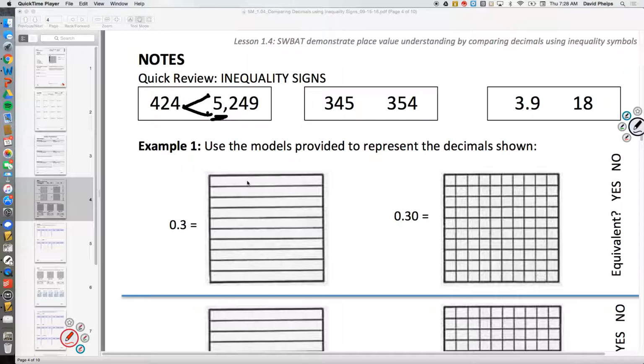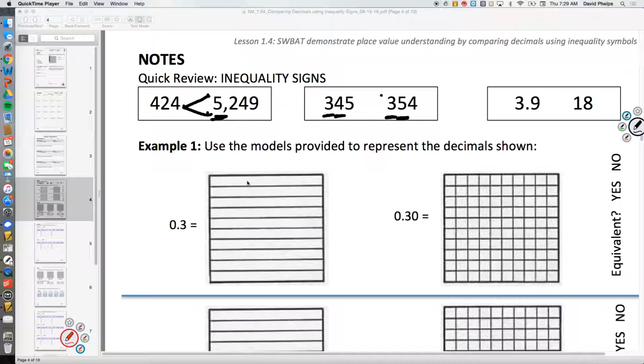That easy. Look at the next value, 345 versus 354. Well, the hundreds place is the same for these, the 3 and the 3. But look at the tens place. One of them is 4, one of them is 5. So on your own, draw the inequality sign for these values.